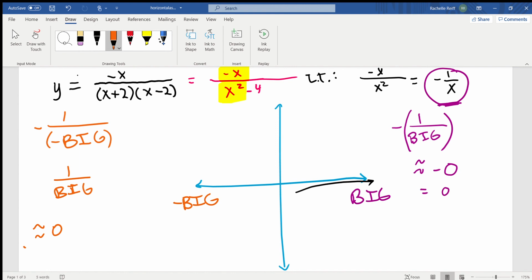So on the left side, my function will eventually look like 0. I don't know what it is in the middle, but eventually it's going to look like that on the left side. So that's what negative 1 over x eventually looks like on the right side and left side. So that means my original function will be weird in the middle and then eventually look like that on both sides.